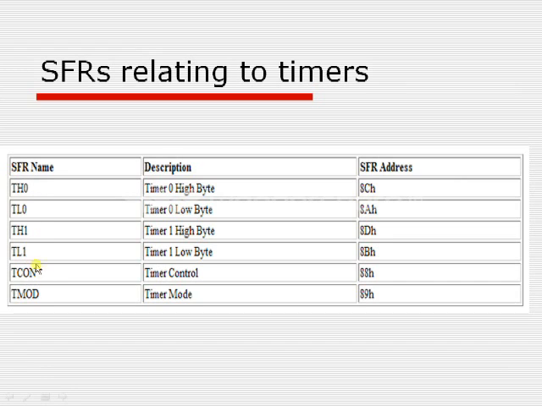And then TCON is nothing but the timer control register. As this is a peripheral, every peripheral will have a control register which is basically used for controlling the functionality of that peripheral. So with the help of this control register, we will control the functionality of the timers. And then TMOD is a register which is basically used for selecting the mode and operation of the timer. So let us see these registers one by one.